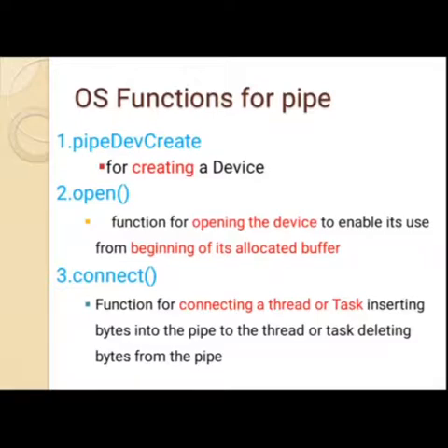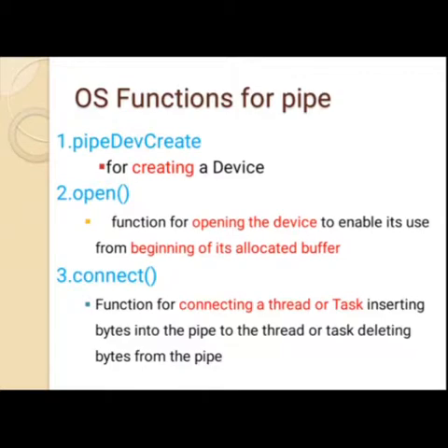Now we will see the operating system functions for pipe in detail. Pipe device create is used for creating a device. Another function, open, is for opening the device to enable its use from the beginning of its allocated buffer. Let me say once again, this function is for opening the device and using it from the beginning of its allocated buffer.